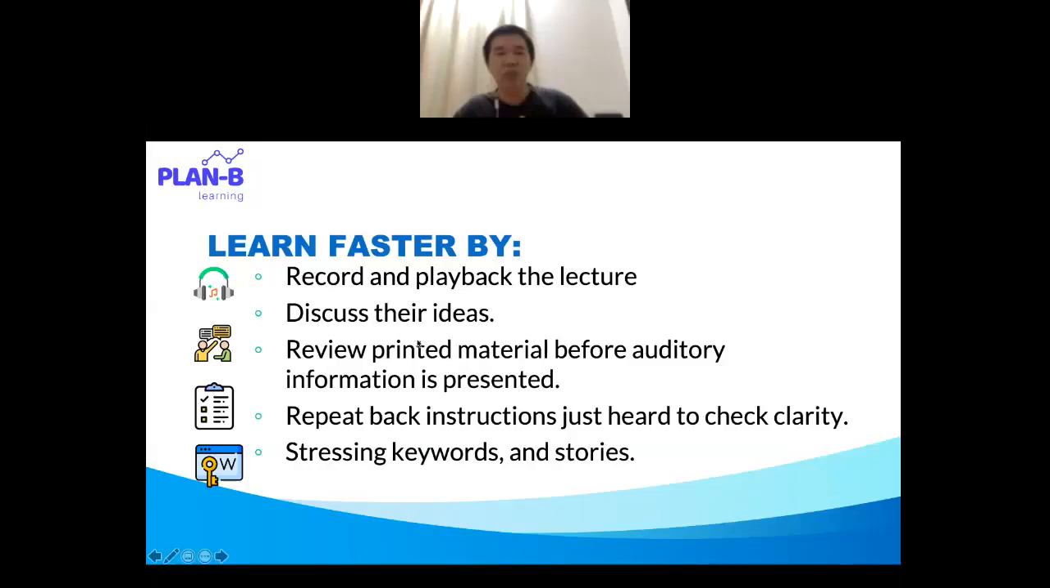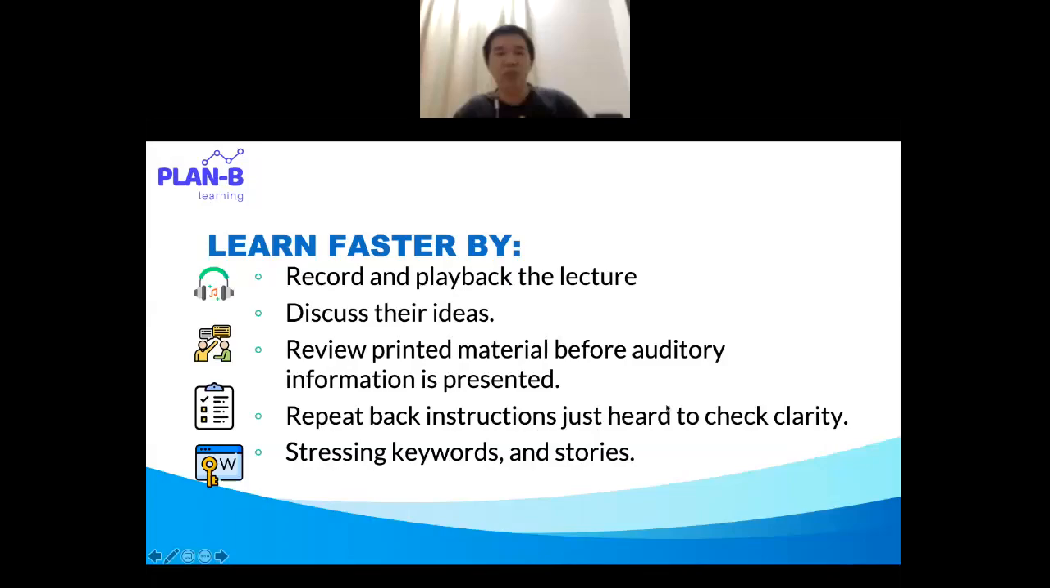The third one, review printed material before auditory information is presented. It means before people give you information verbally, maybe you can read some material or a brief too, before you listen to what the presenter has to say, and then you will learn faster that way. Next is repeat back instructions just heard to check clarity.